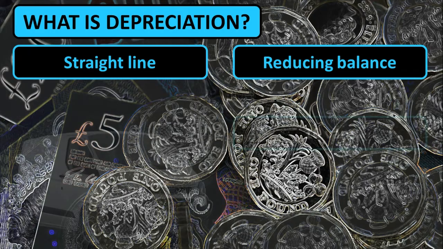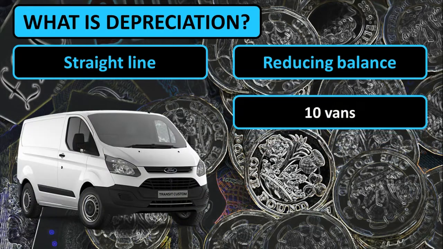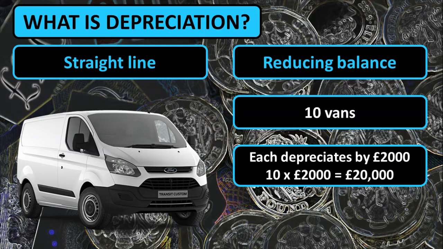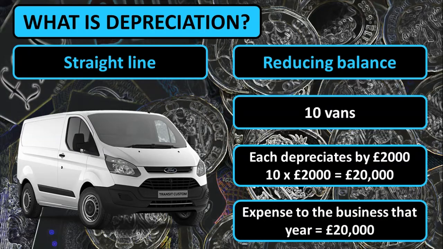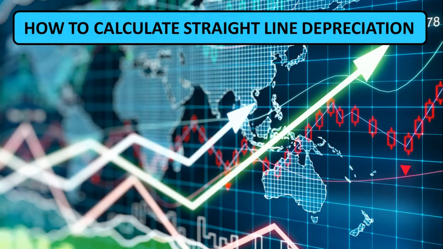For example, imagine if a business has a fleet of 10 vans that delivers products to its customers. If each of those vans depreciates by £2,000 that year, then this has a cost to the business of £20,000. It's important that a business records this expense, as it will provide them with a truer picture of their overall expenses. The first method a business can use to calculate the depreciation of its assets is the straight line method.